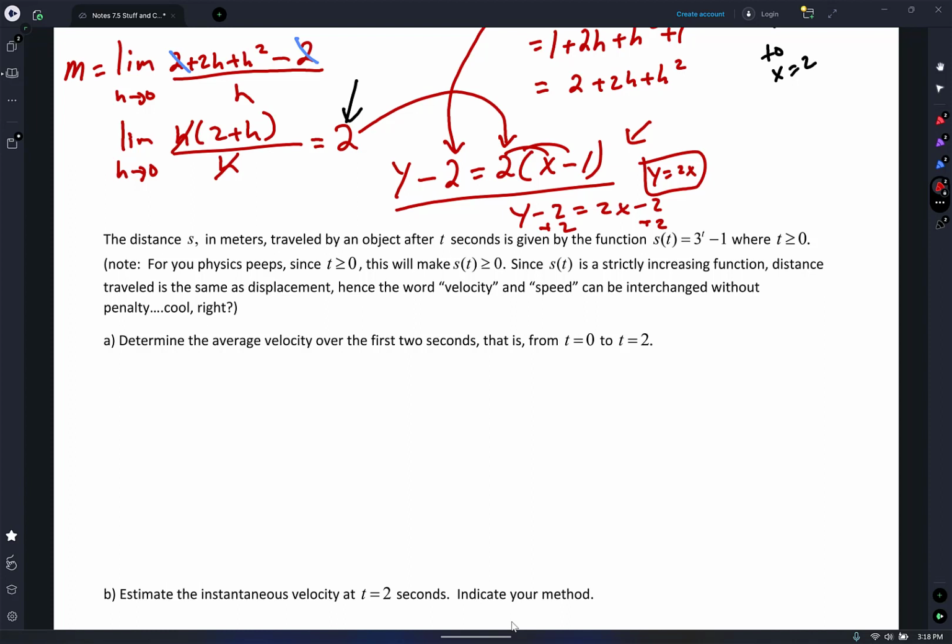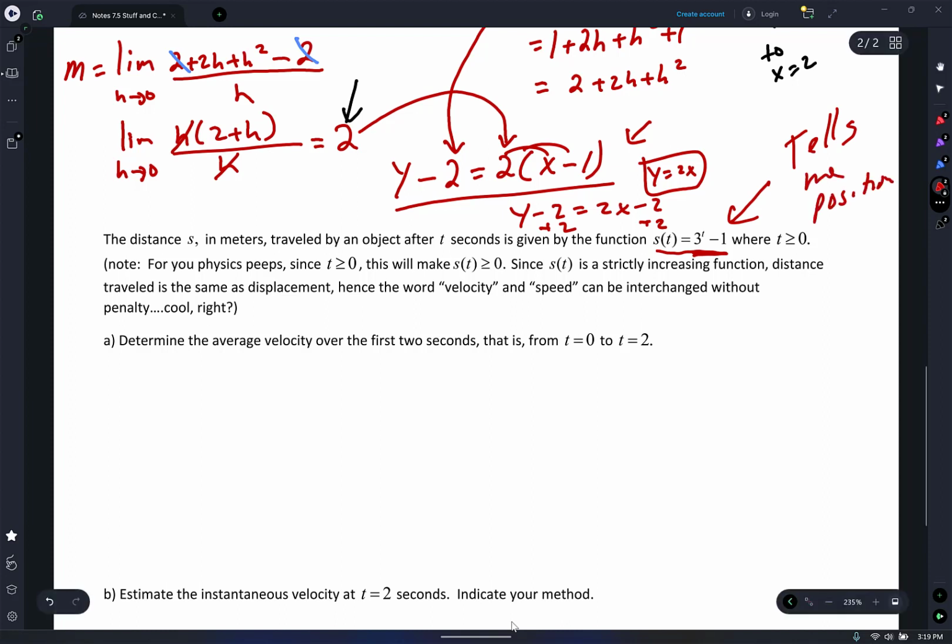All right, the distance s in meters traveled by an object after t seconds, okay, guys, is given by the function s of t equals 3 to the power t minus 1. So this tells me what position I am at. Right? If I plug in s of 0, it's going to give me 0, so I haven't traveled anywhere. And that's what it says.